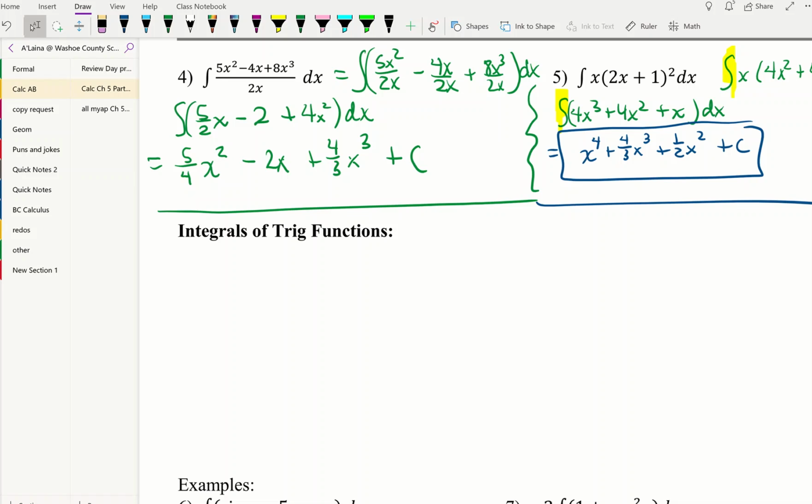We are going to learn how to do the integrals of some trig functions right now. Not all. We will learn more of them as time goes on. But in AB, you won't learn everything you need to know about integrating trig functions. You'll learn a lot.